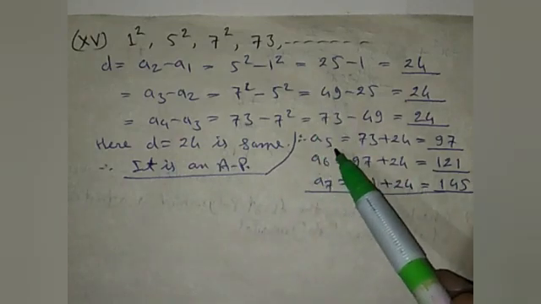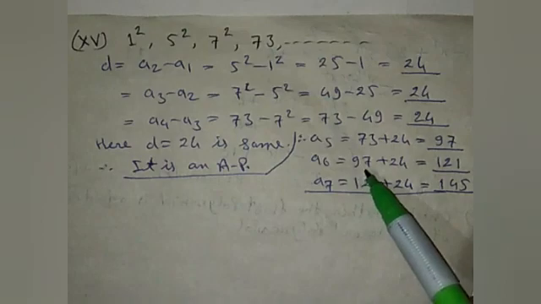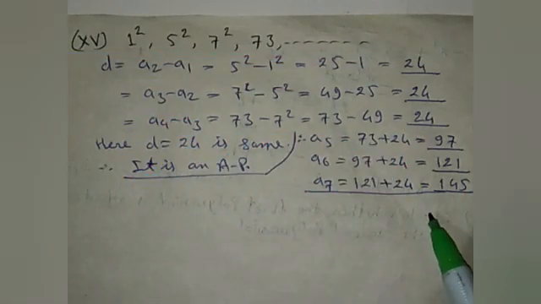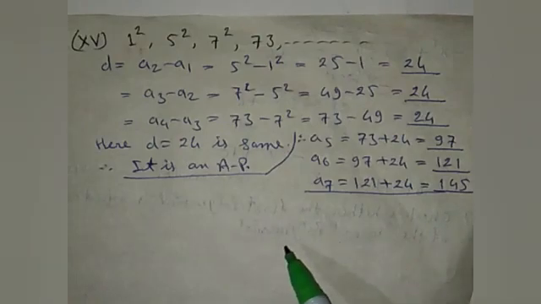Then A5 is equal to, last term is 73, then 73 plus common difference 24, which is equal to 97. Then A6 is equal to A5 plus D, which is equal to 121. A7 is equal to 145. So here we have completed the exercise 5.1, and in next video we will see the solution of exercise 5.2.